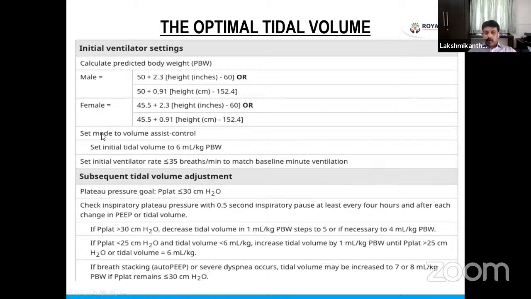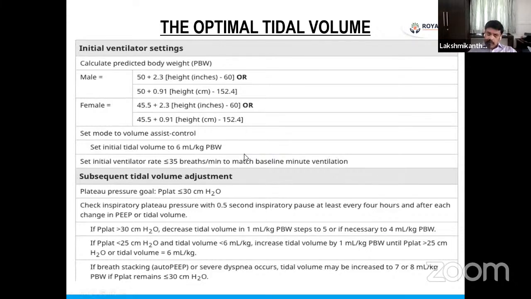Set the initial ventilator rate to around 30 or 32 to match the baseline minute ventilation, because once you bring down the respiratory rate, your minute ventilation goes down. Minute ventilation is nothing but the product of your tidal volume and respiratory rate. So when the minute ventilation goes down, obviously your carbon dioxide washout will not be good, and the patient can end up with type 2 respiratory failure and an increased carbon dioxide level.